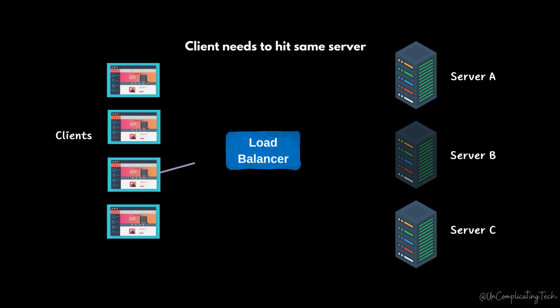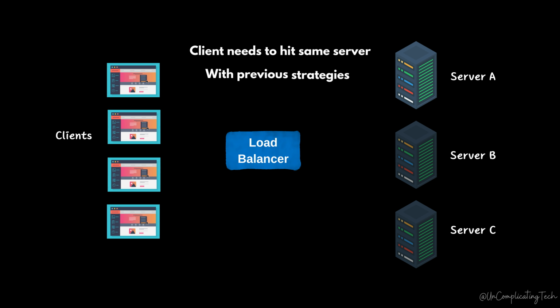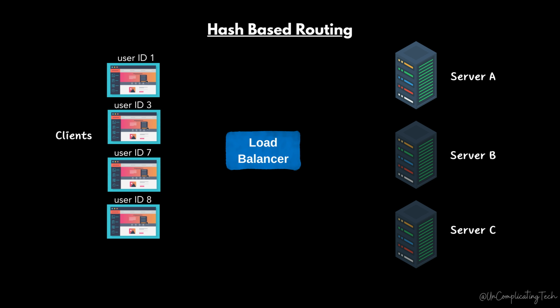Sometimes a client needs to hit the same server every time. With the previous strategies, that isn't guaranteed. Requests can jump between servers and state gets lost. That's where hash-based routing comes in.